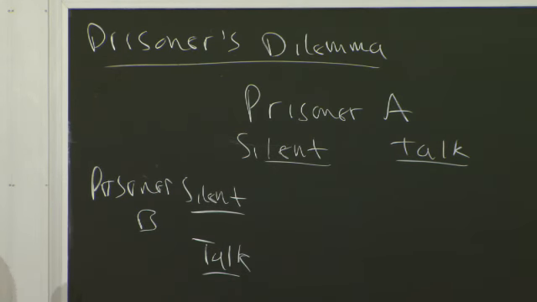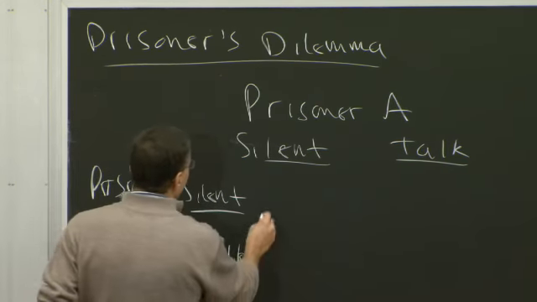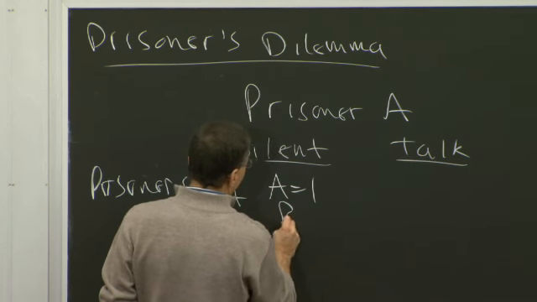Okay? Now, if they both remain silent, if they both say, I would never rat out my friend, I'm happy to go to jail for a year rather than rat out my friend, then they each get 1 year in jail. A equals 1, B equals 1.